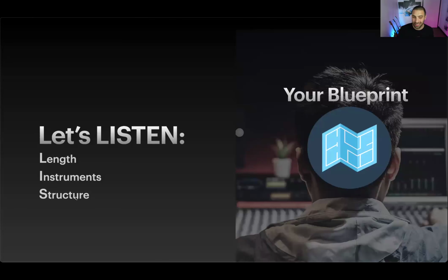For S, we're going to pay attention to the structure. So we obviously know how long the track is, but did it start out with a big epic kind of chorus and then go down to a relaxed build up or a verse and come back up to a chorus? Is the entire track just one huge crescendo?